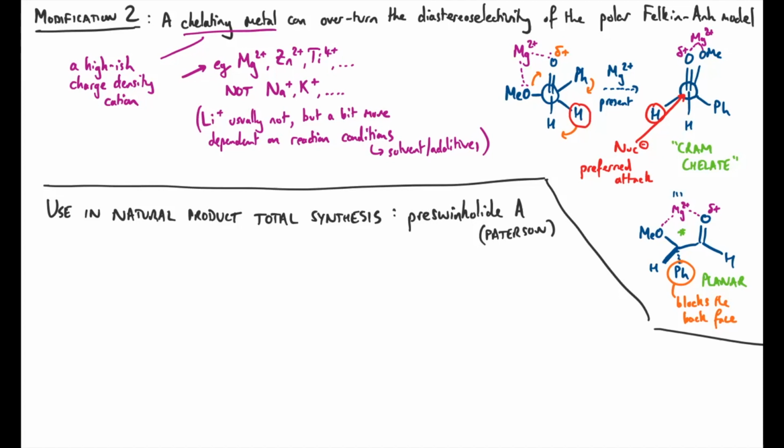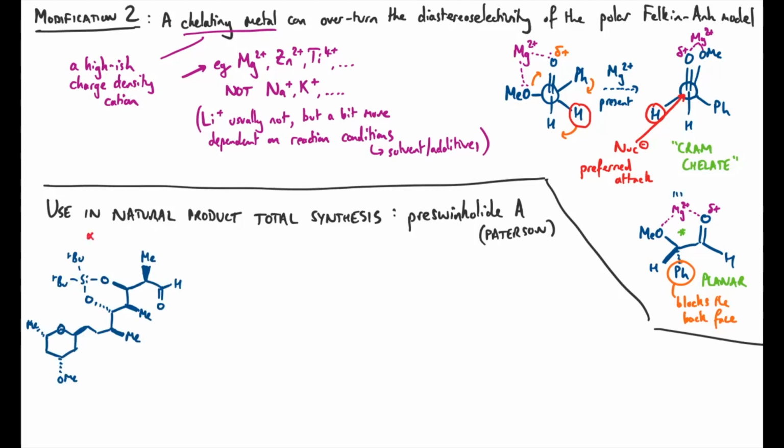Now I thought just to tie all of these ideas together, I'd show a particularly good example of this in natural product total synthesis. There are many examples. I've just picked a random one here of Preswinholide A. There's a key step that works really well using this key chiral aldehyde intermediate.